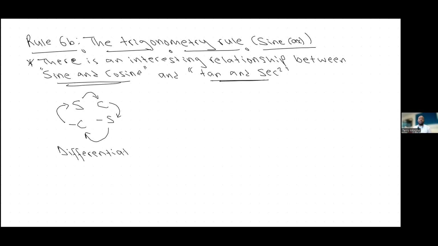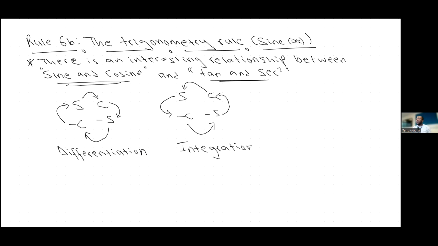So for differentiation, you go clockwise. Integration is exactly the same thing, but in this case, you're going to be going anti-clockwise. So you still have sine, cosine, minus sine, minus cosine. But when you integrate sine, it's going to give you minus cosine. When you integrate minus cosine, it's going to give you minus sine. And when you integrate minus sine, it's going to give you cosine. Are you seeing it? So this is how you integrate. This is the relationship between sine and cosine.